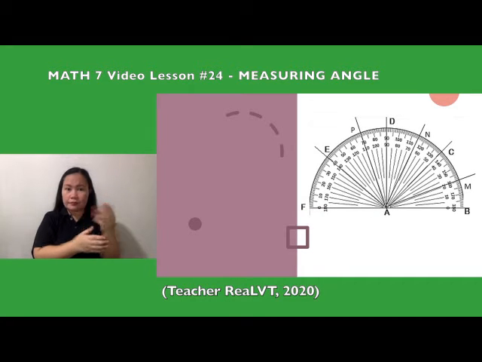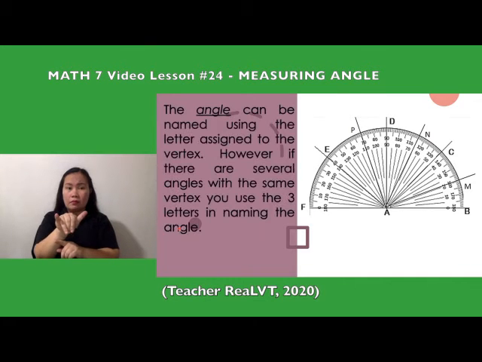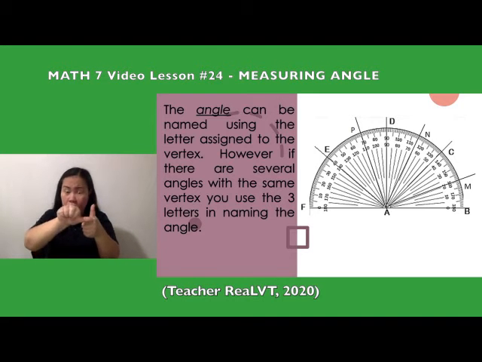So we have here a given protractor with different letters or rays of an angle. The angle can be named using the letter assigned to the vertex. Ang vertex natin sa protractor na ito is yung letter A. However, if there are several angles with the same vertex, you use three letters in naming the angle.